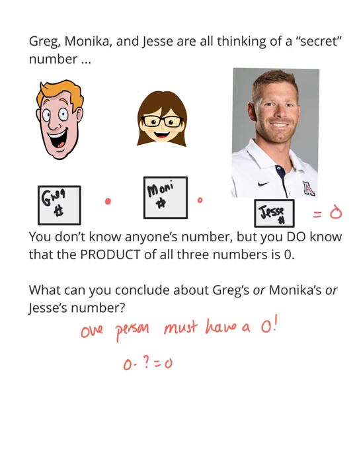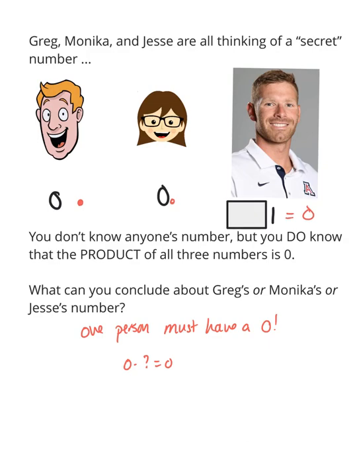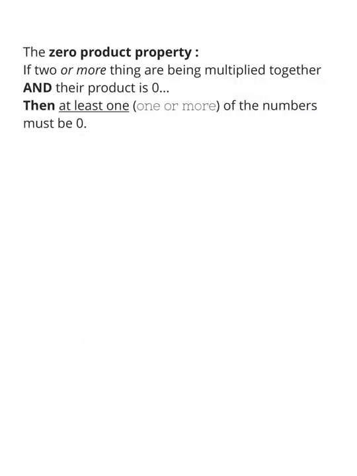So let's see if Greg had it. Now I'm just going to start deleting these. Greg's number was 0, so that works out. Let's go look at Monica's number. She also had 0. Look at Jesse's number. Jesse had a 1, and we do see that if we multiply these 3 numbers, we still get 0. So was it true that one person must have 0? Yes, in this case, actually 2 of them did. But that is our 0 product property.